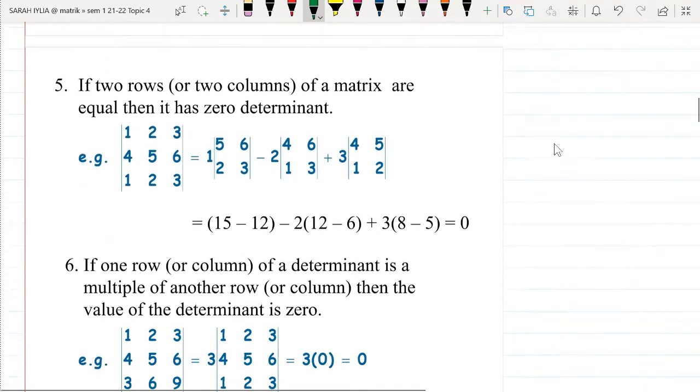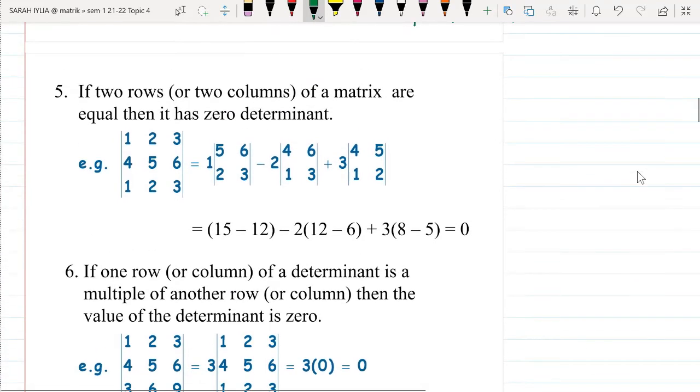Settle, moving on. Properties number 5. If two rows or two columns of a matrix are equal, then it has zero determinant. Maksudnya kat sini dalam matrix kita ada 2 row ataupun 2 column yang entry dia semua sama. For example here, first row and third row, all the entries would be the same kat situ, 1, 2, 3. Then tak payah cari pun, for sure our determinant would be 0.